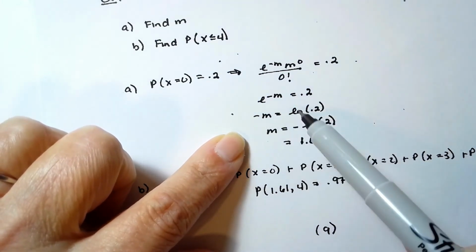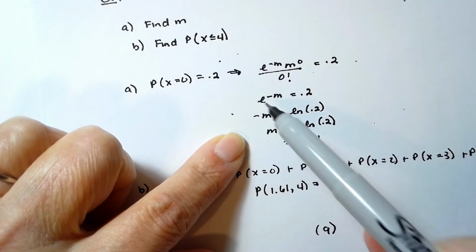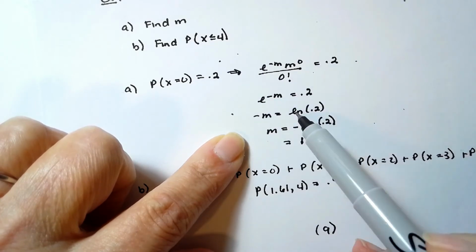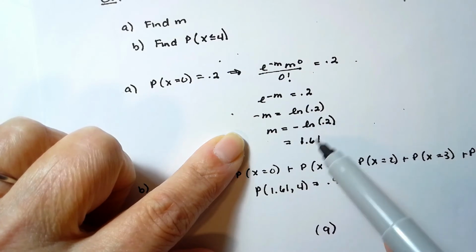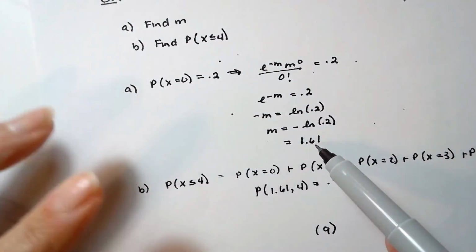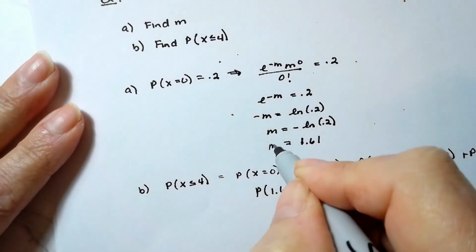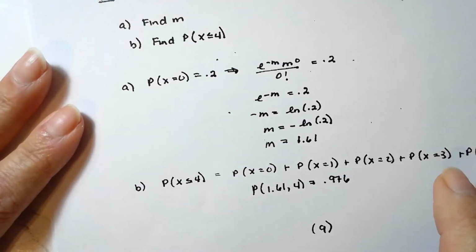Take the natural log of both sides, so ln e is going to cancel. I'm left with negative m is equal to ln 0.2. So m is equal to negative ln 0.2, which is 1.61. So my value of m is 1.61.